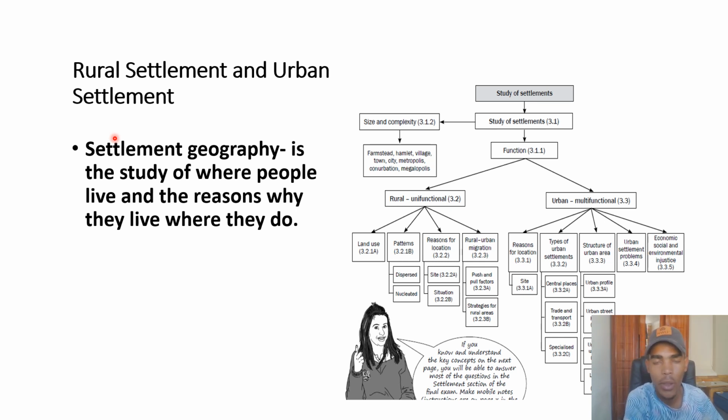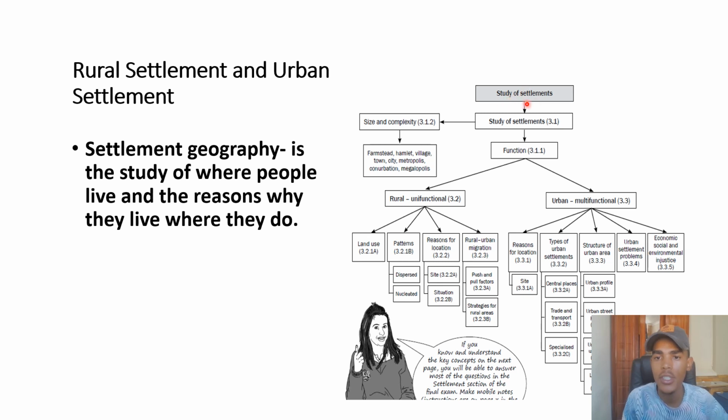So settlement geography is simply the study of where people live and the reasons why they live where they do. Remember, for a settlement to be established, we need to have reasons. Why are we establishing the settlement there? We have to have perfect reasons. Why is that place a suitable place for our settlement to be there?